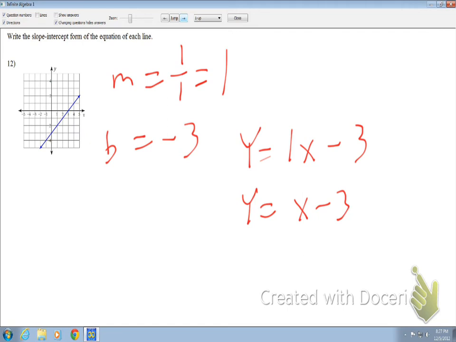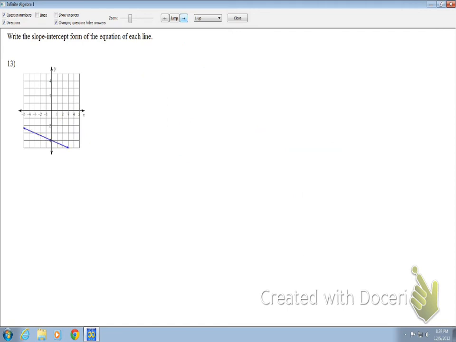Problem number 13. Now notice on 13, the line is falling. So when I see that, my slope is going to be negative. Again, my y-intercept I'm going to start with, that's at negative 4. I'm going to look for a couple points on the line here, and I see one down here at my y-intercept, and then I see another one over here.